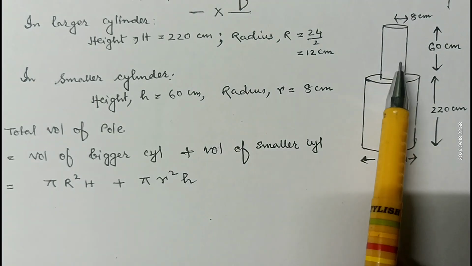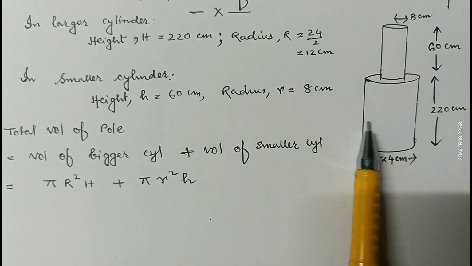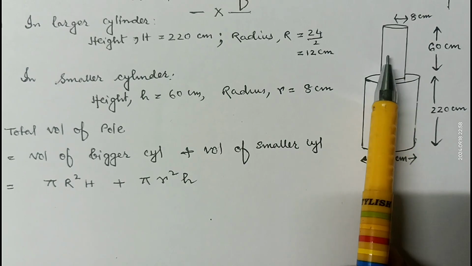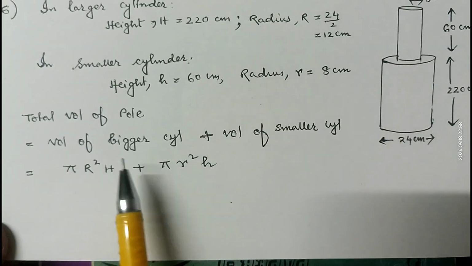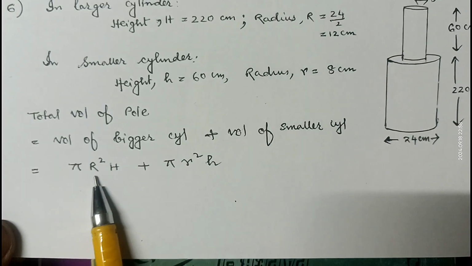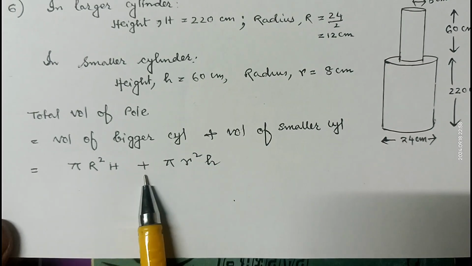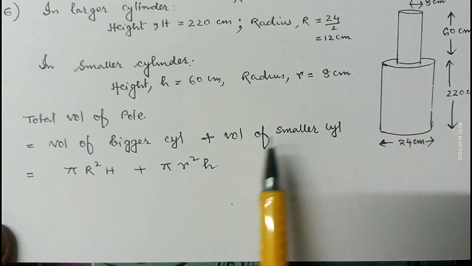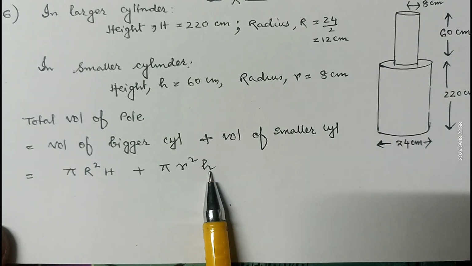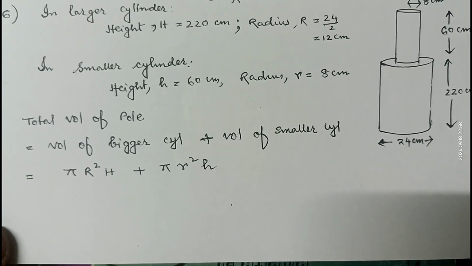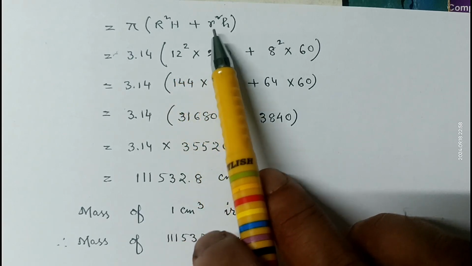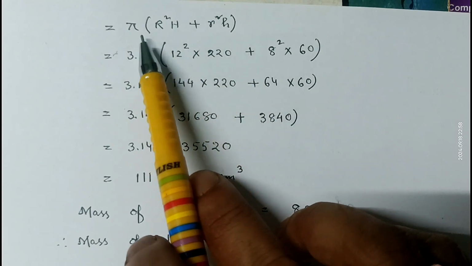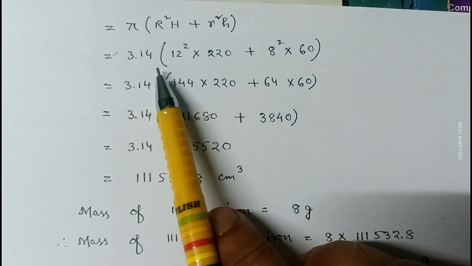We have to find the volume of this pole, which is the volume of the bigger cylinder plus the volume of the smaller cylinder. Now we know the volume of a cylinder is pi r square h. So for the bigger cylinder it will be pi capital R square capital H, plus in case of the smaller cylinder it will be pi small r square small h. From these two I can take pi common. If you take pi common, we are left with R square H plus small r square into small h. Pi as given in the question is 3.14.